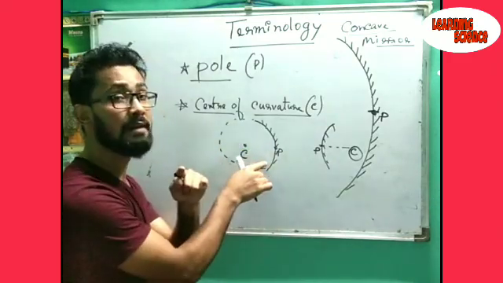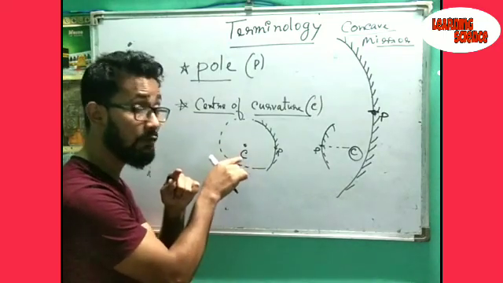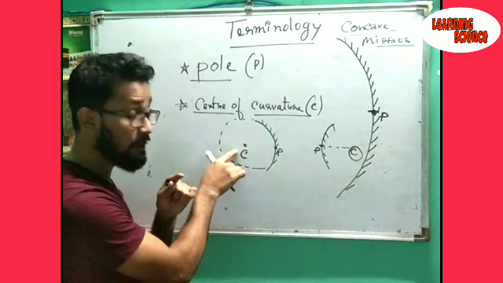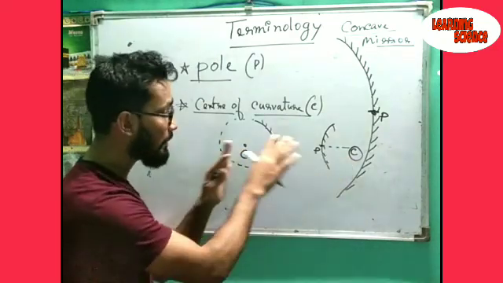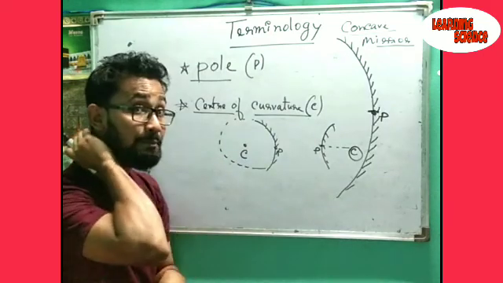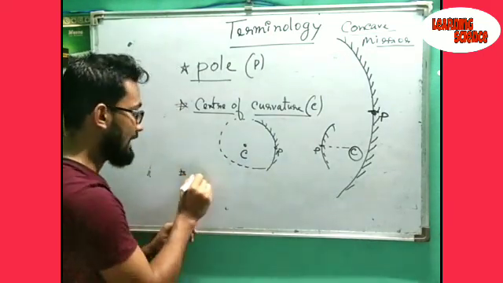Whose part is a mirror? The mirror is a part of the sphere. The center of curvature is a part of the sphere, not of the mirror. It is a part of the sphere. Clear? Next point is radius of curvature.